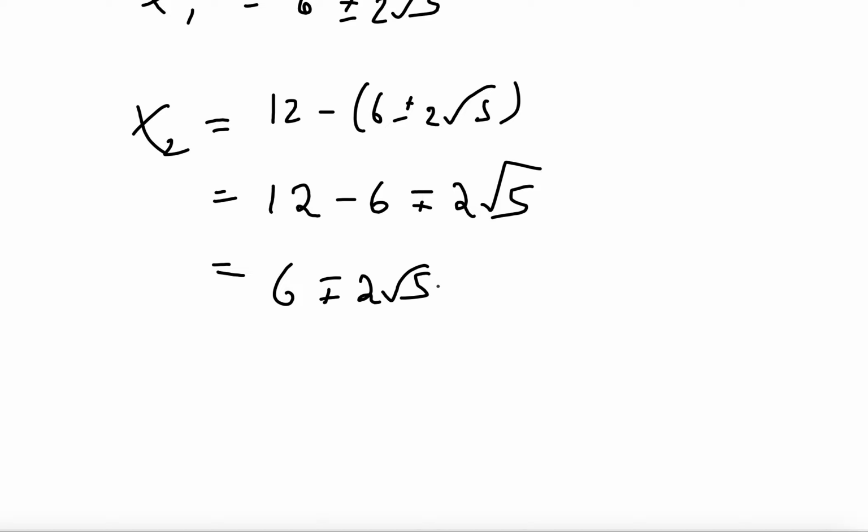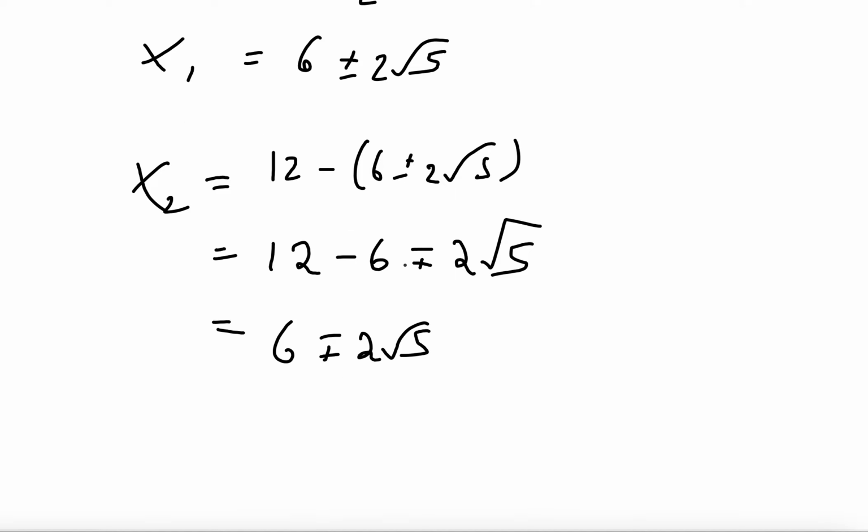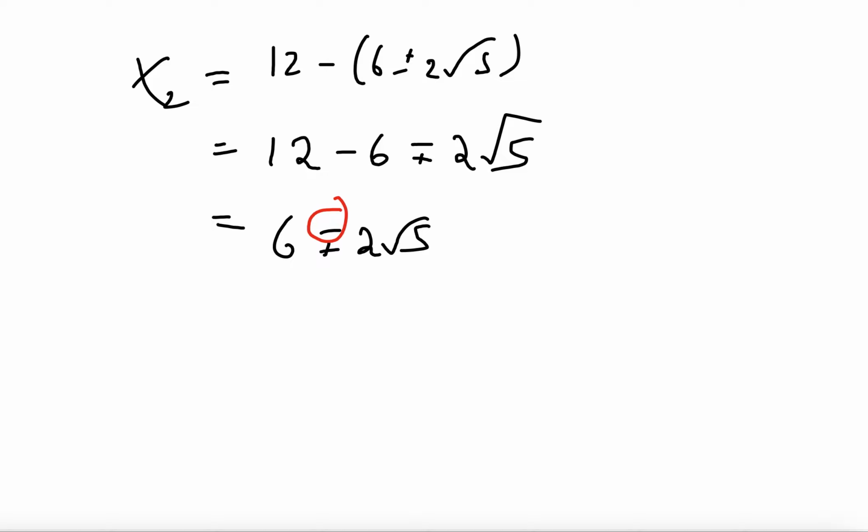And the reason I write it like this is because it tells you that it doesn't really matter if you choose x1 to be 6 minus 2 root 5 or 6 plus 2 root 5. All we know is that x2 is going to be the conjugate of that. So if we choose x1 to be 6 plus 2 root 5, then x2 will be 6 minus 2 root 5. So let's do that. Let's say it's 6 plus 2 root 5 and 6 minus 2 root 5.